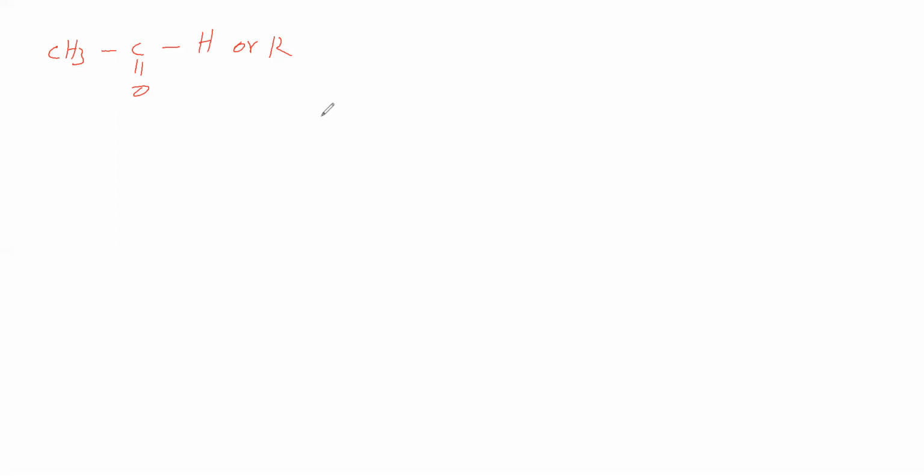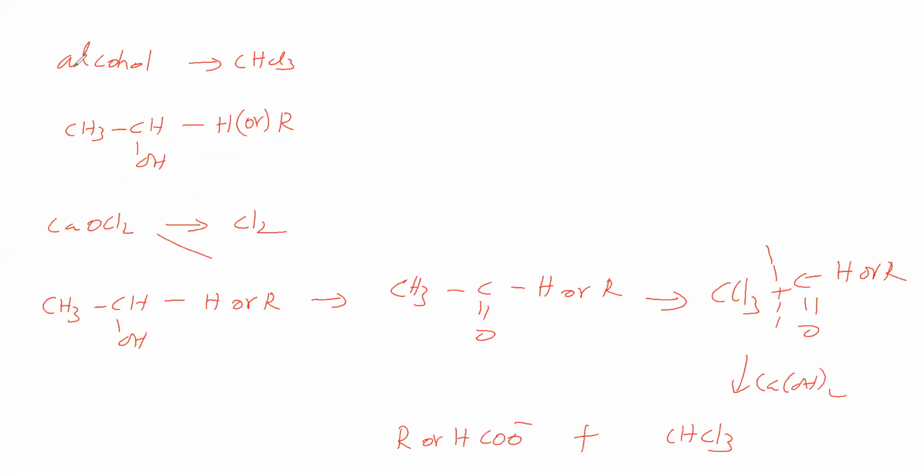Chloroform. From other aldehydes we cannot prepare chloroform. But ketone means methyl ketones. Therefore if it is H, that is acetaldehyde. From acetaldehyde we can prepare chloroform. If an R group is there, then it becomes a ketone. Which ketone? The methyl ketone. From methyl ketone we can prepare chloroform, bromoform, iodoform.